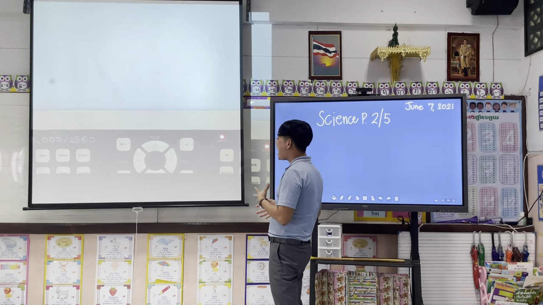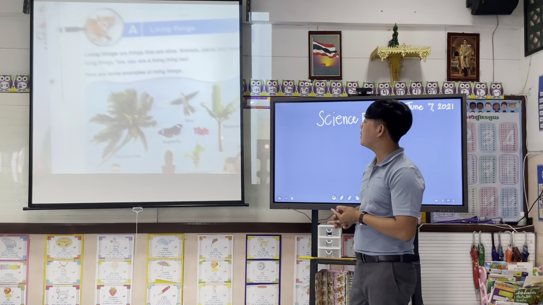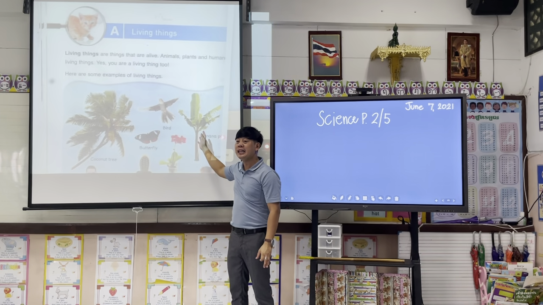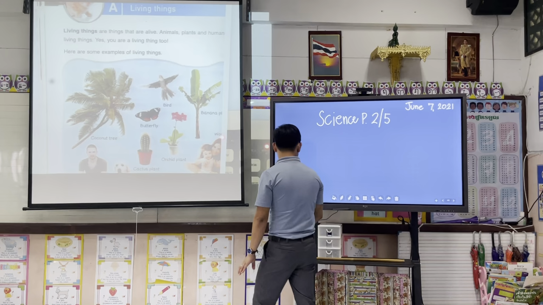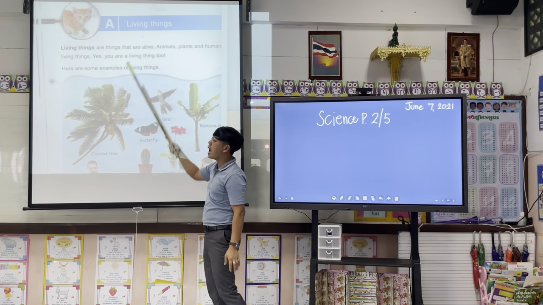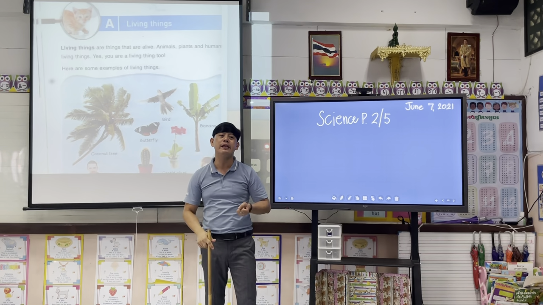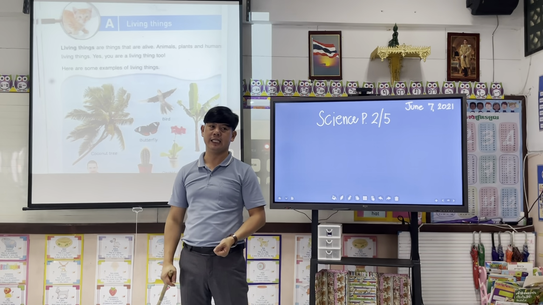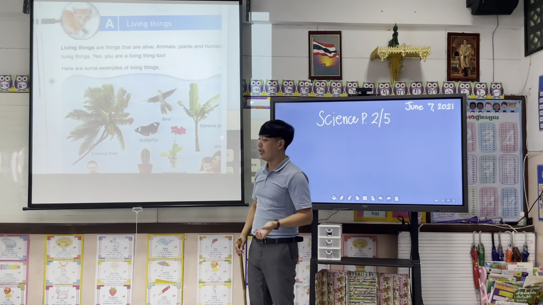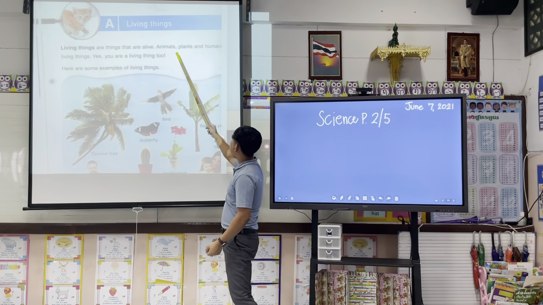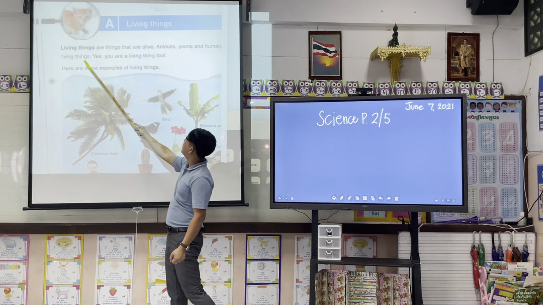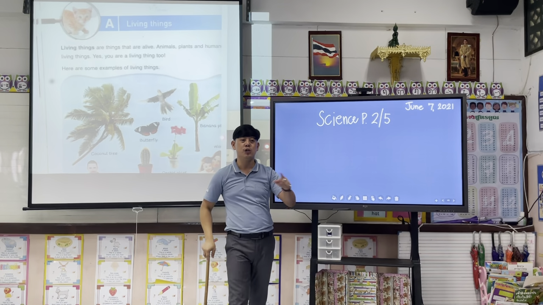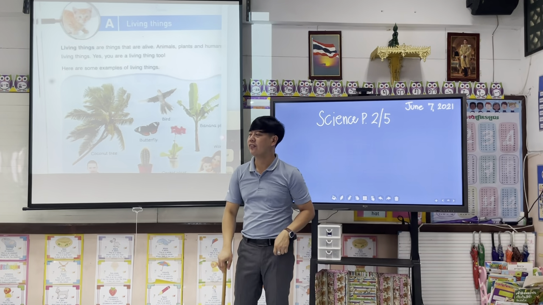Look at your book. These pictures are all about the living things. Living things are things that are alive. Alive means it can move, grow, reproduce, and excrete. Animals, plants, and humans are living things. Yes, you are a living thing too. Yes, I am too.